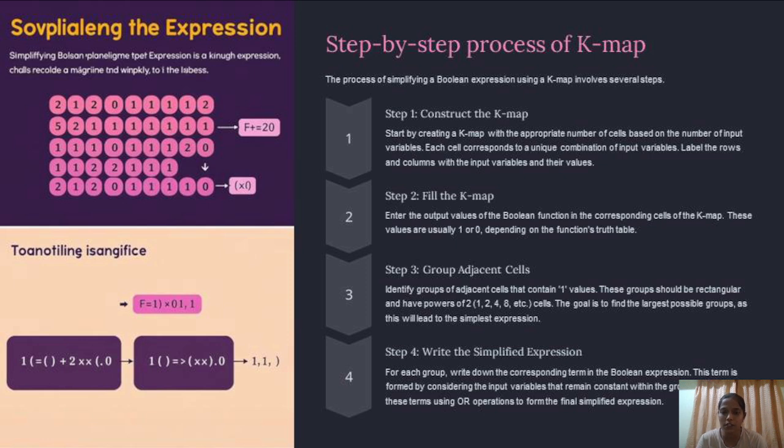And the last step is write the simplified expression. For each group, write down the corresponding term in the Boolean expression. This term is formed by considering the input variables that remain constant within the group, and these terms are combined using the OR operation to form the final simplified expression. As you can see, the left side is an example of the step-by-step process of a K-map.